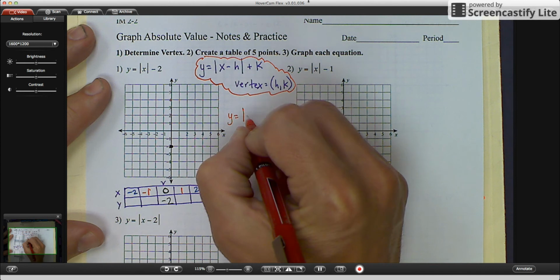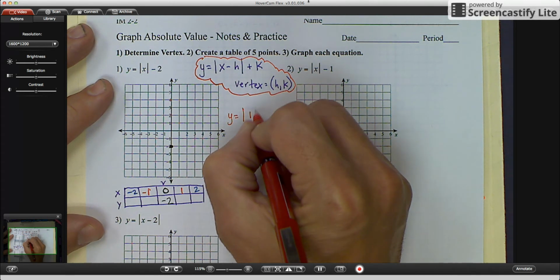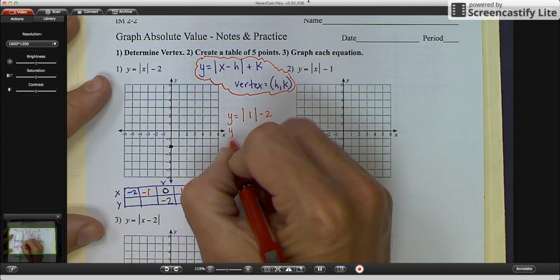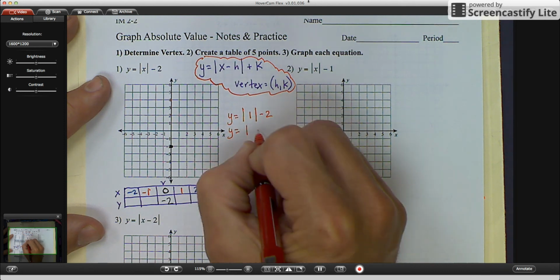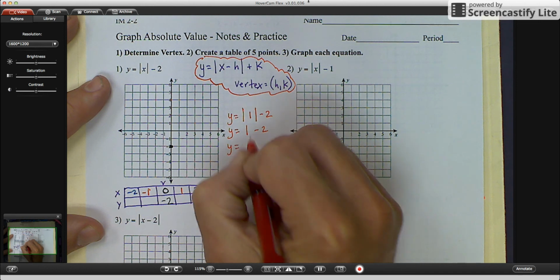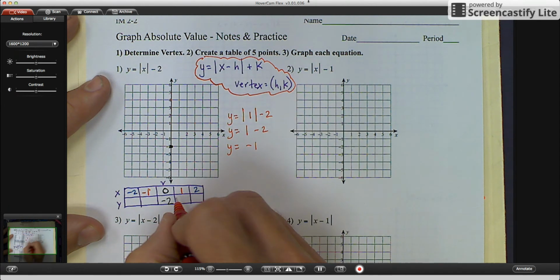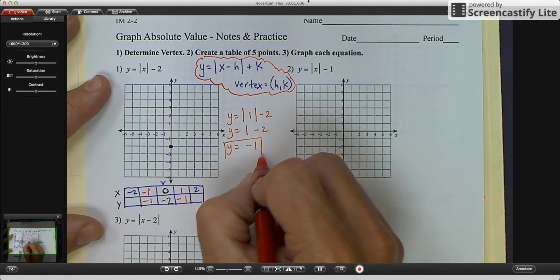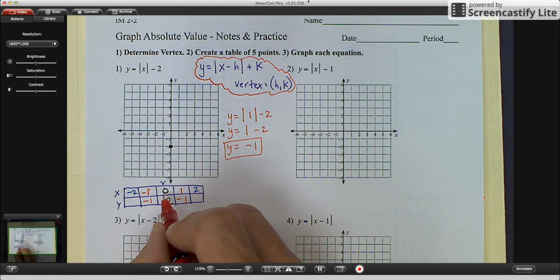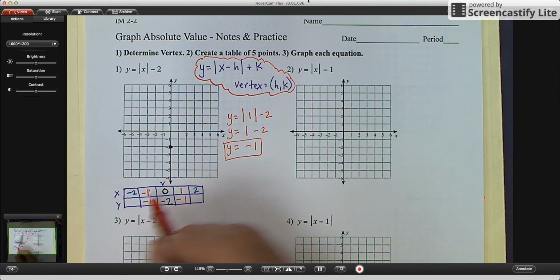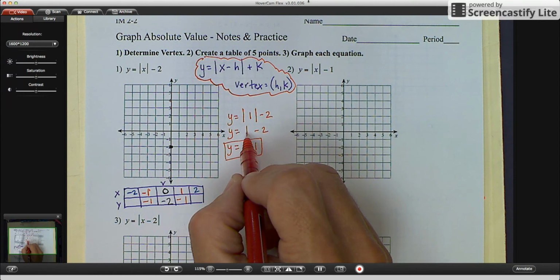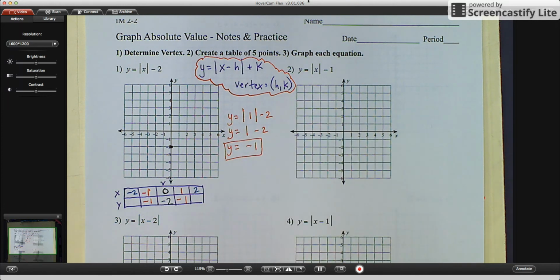Y equals the absolute value of x, and instead of x, I'm going to put a positive 1 here, minus 2. So y equals the absolute value of 1, which is 1, minus 2. So y equals 1 minus 2, which is negative 1. So our negative 1 goes in there, and the negative 1 also goes in there because they are the same distance away from 0. If we were to substitute a negative 1 up here, the absolute value of negative 1 is still 1. So that's what allows us to fill those in.